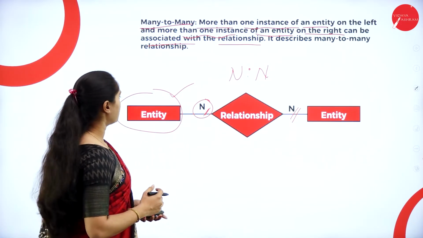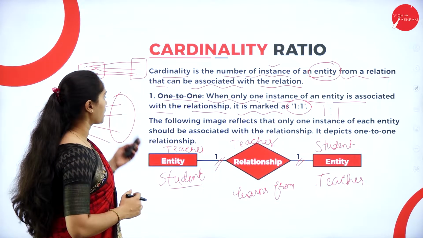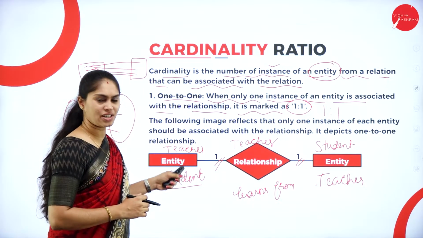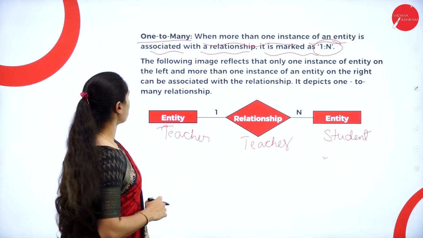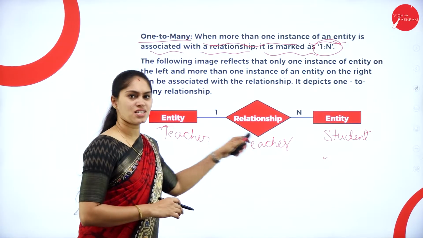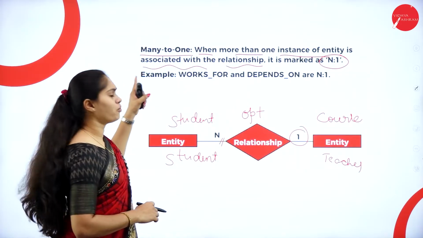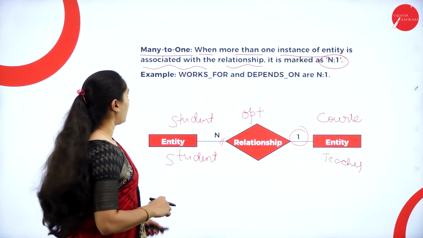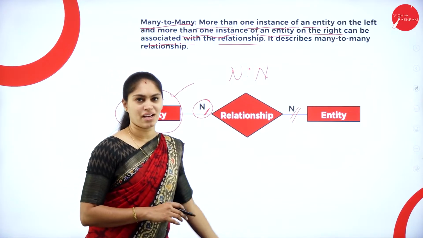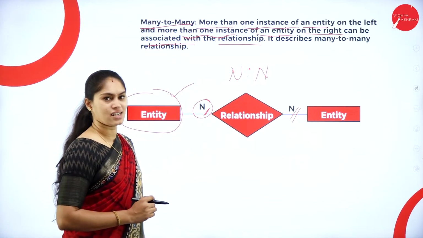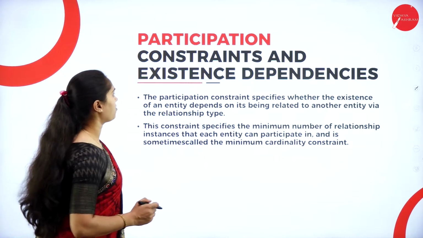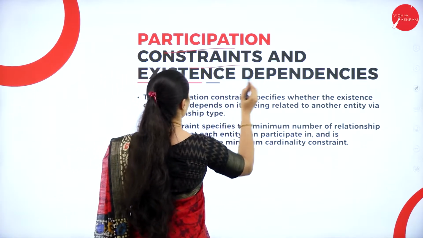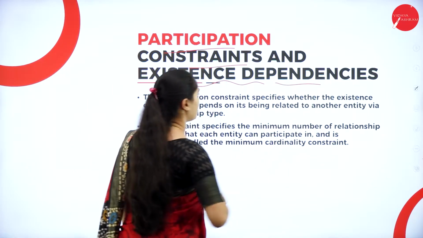If you consider the first example here, 1 to 1, one teacher teaches one student, and also 1 to many, one teacher teaches many students, and also we have many to 1, many teachers are going to teach a single student, and also many teachers teach many students. This is the cardinality ratio. Next, what we have here is participation constraints and existence dependencies.